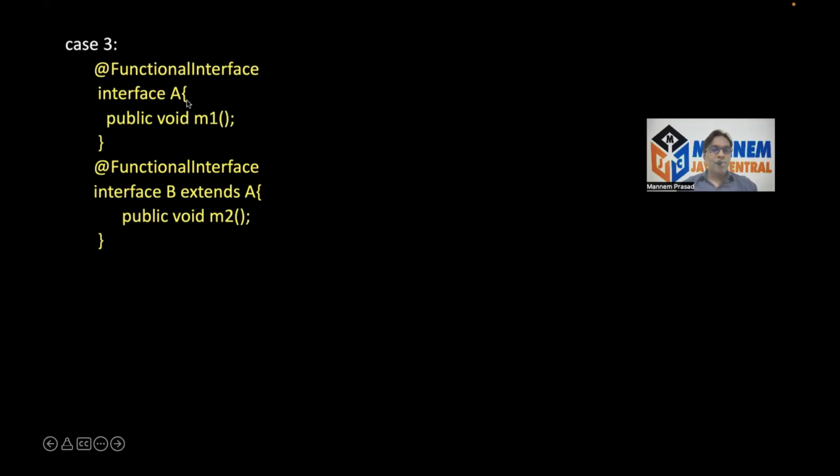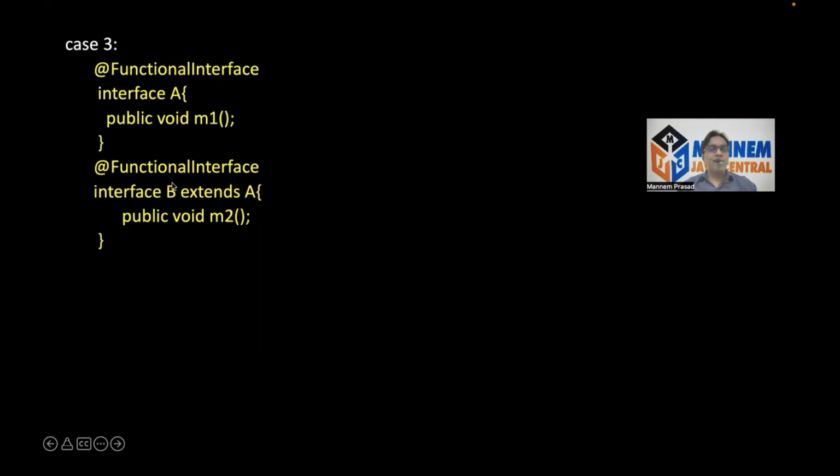So I have a functional interface A, which contains the M1 method, and I have a functional interface B, which contains the M2 method. If I extend B from A, B contains method M1 from A. Ultimately, functional interface B is having how many methods? 2 abstract methods, which is not a functional interface, but we are using @FunctionalInterface here.